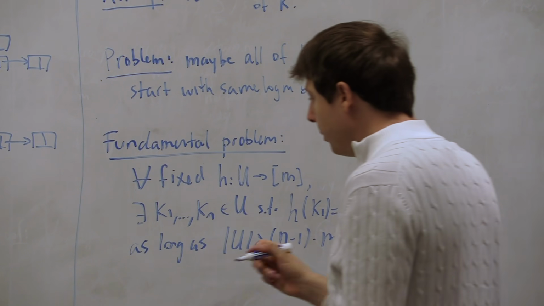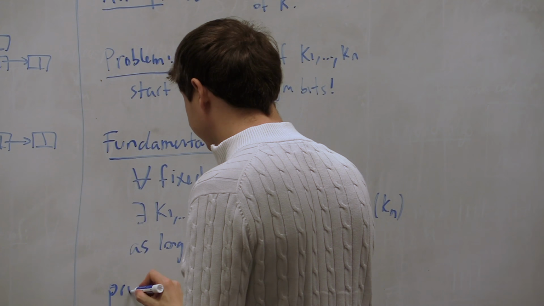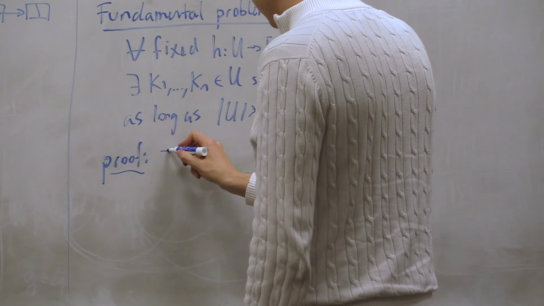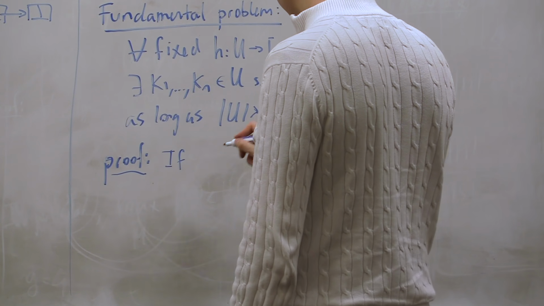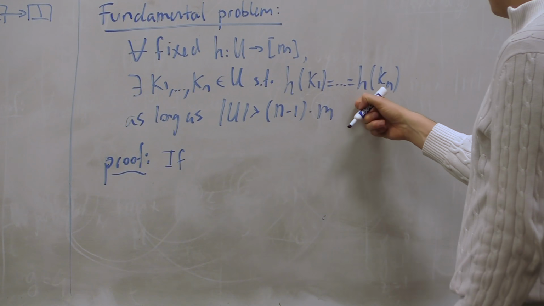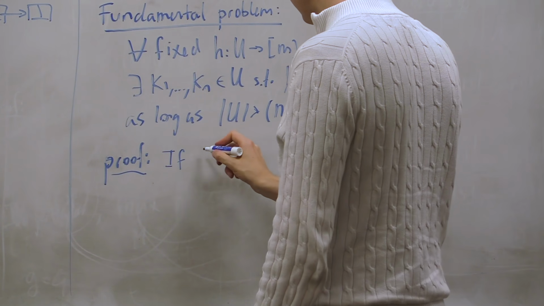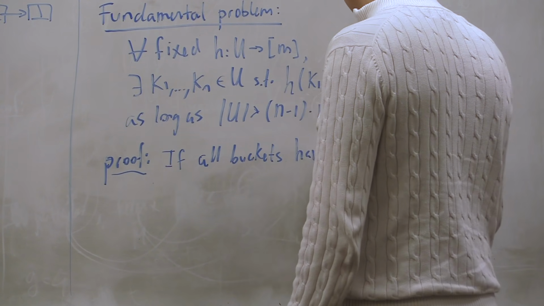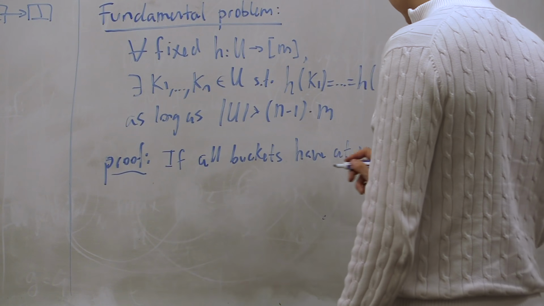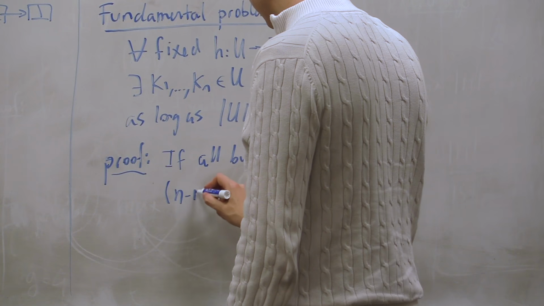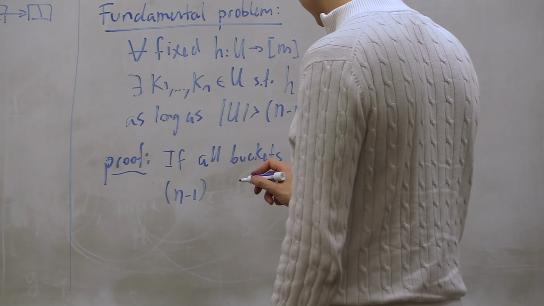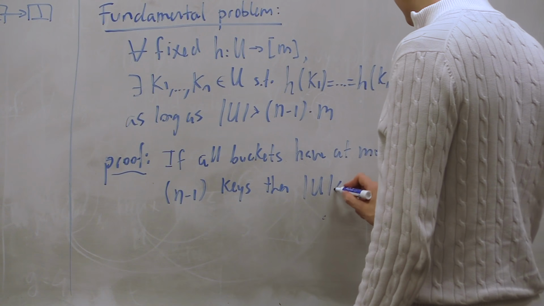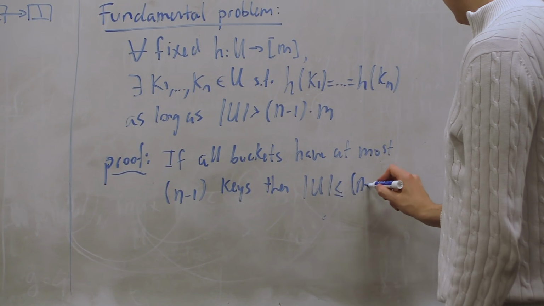And the proof is pretty simple, by contradiction. If this is not the case, okay, if all buckets have at most n-1 keys, then the universe can only be at most of size n-1 times m.